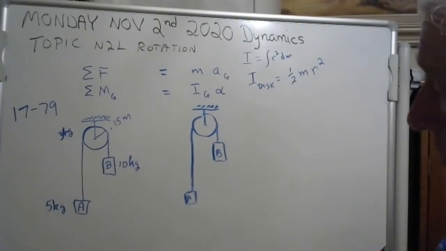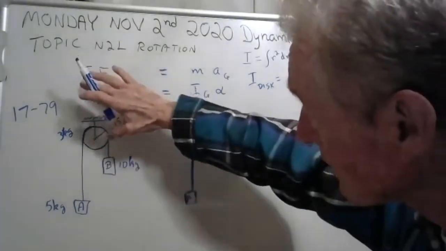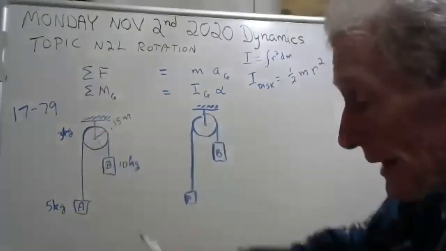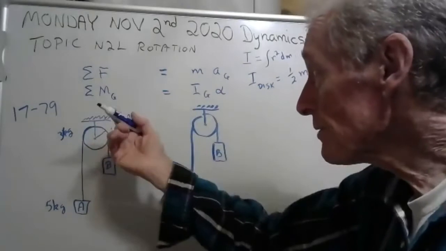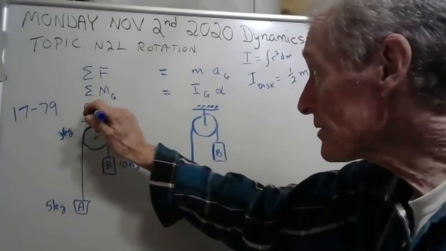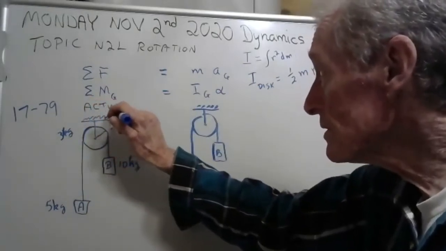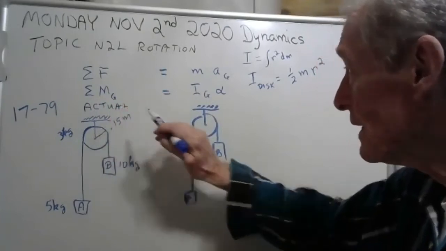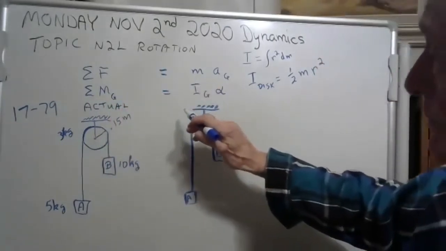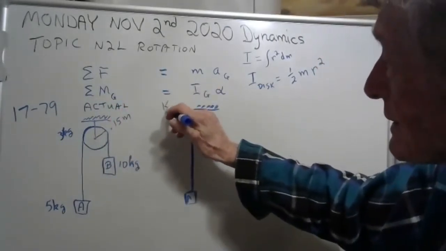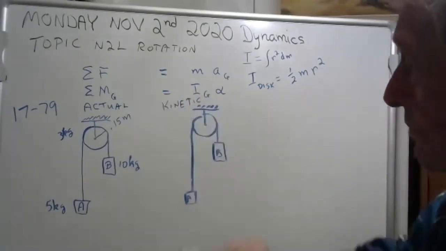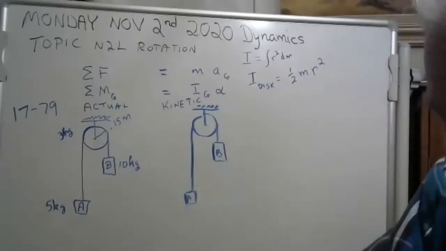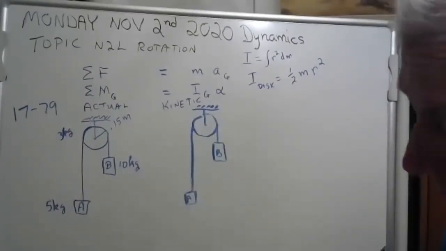Okay, now what we're going to do is we're going to put on this left-hand diagram the actual forces. So let me write that. We're going to put the actual forces. And on this right-hand diagram, we're going to put the kinetic forces. Okay, let me get my red pencil out here.